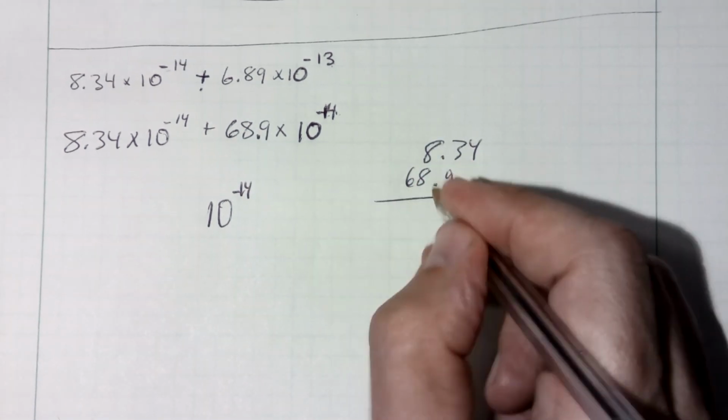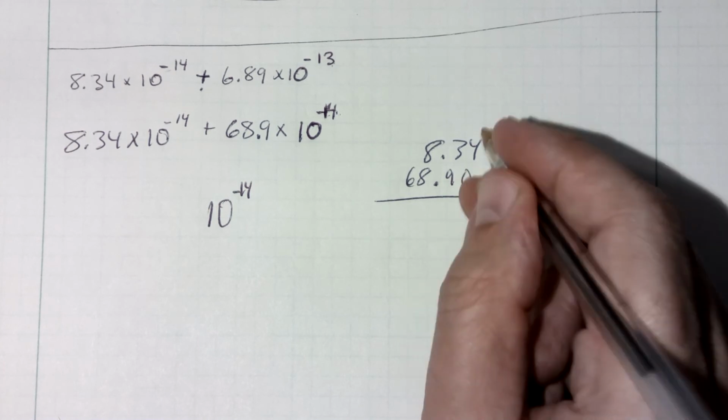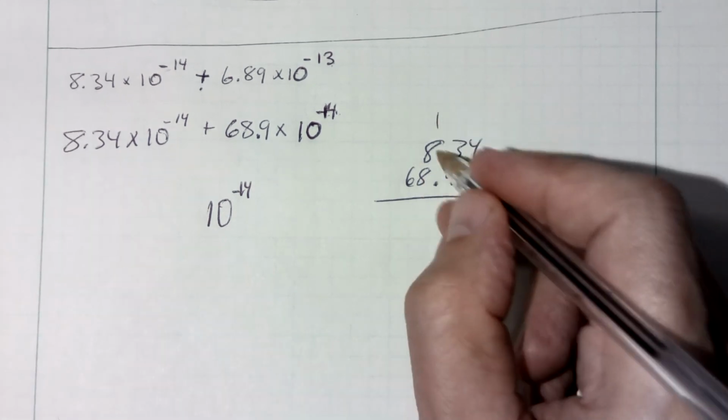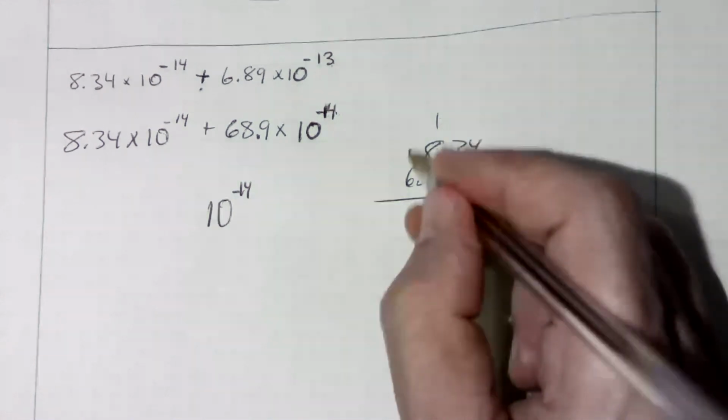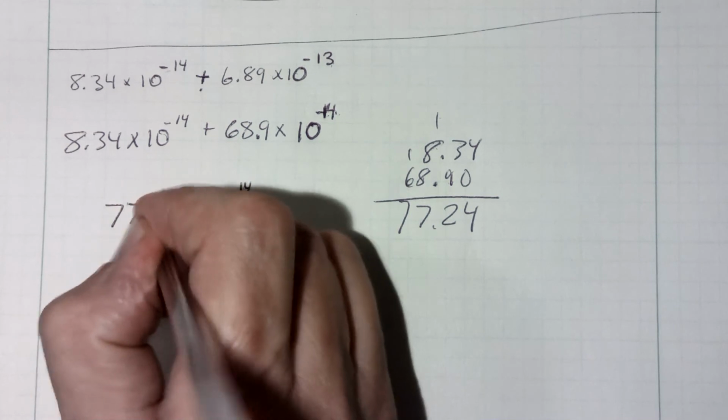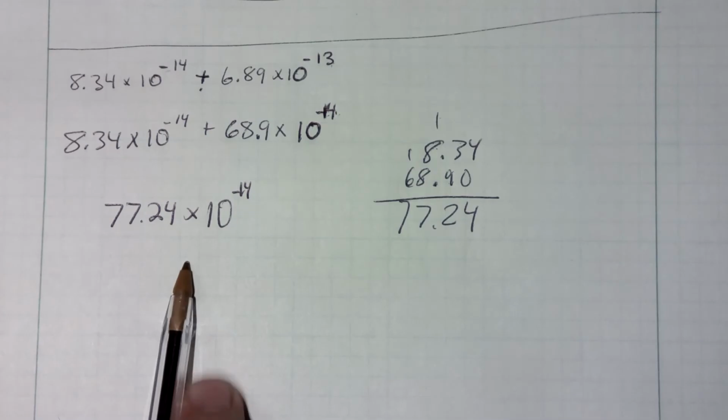68.9. Again, watching your decimal placement, that's going to be a 4. 9 and 3 is 12, carries the 1. 8 and 8, 16 is 17. So it's 77.24. 77.24 times 10 to the negative 14th.